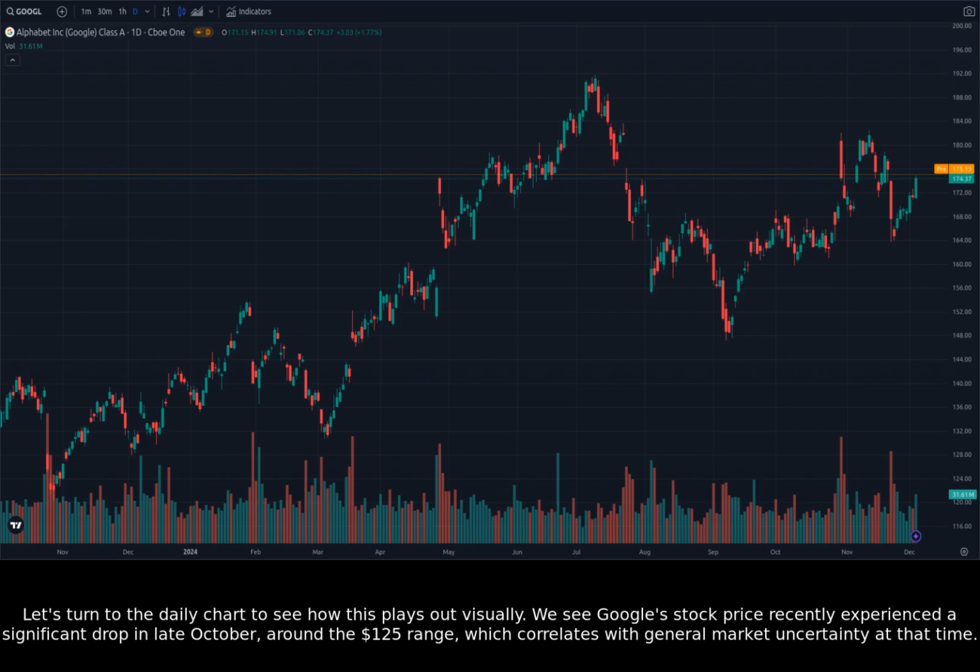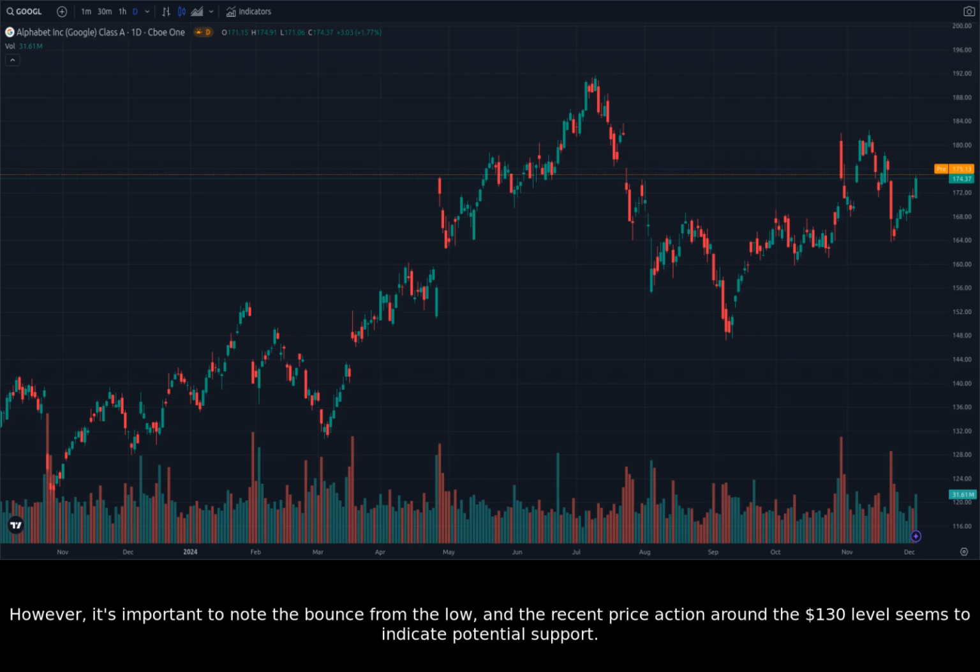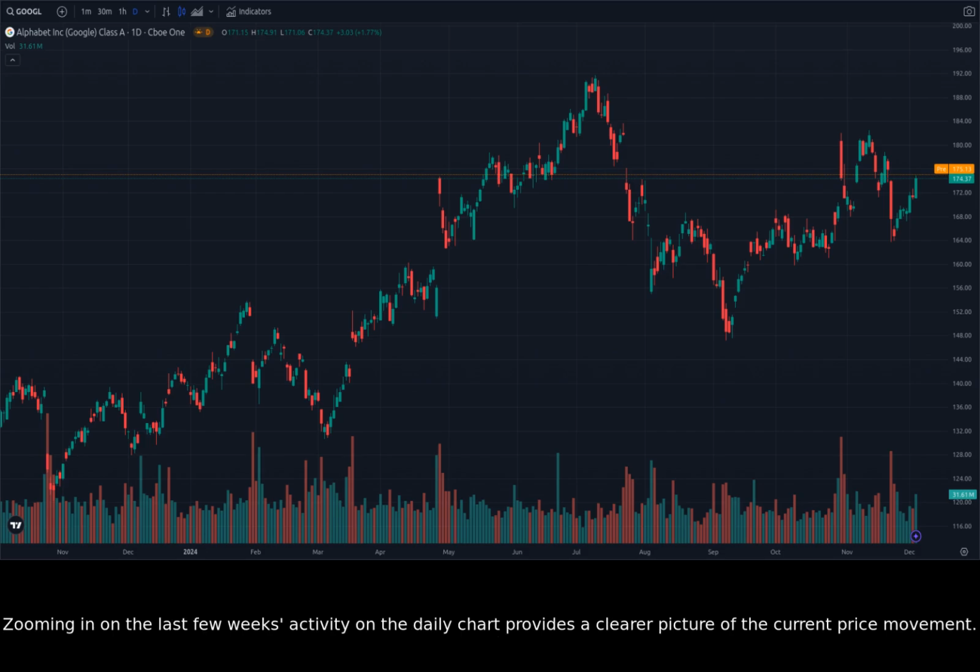We see Google's stock price recently experienced a significant drop in late October, around the $125 range, which correlates with general market uncertainty at that time. However, it's important to note the bounce from the low, and the recent price action around the $130 level seems to indicate potential support. Zooming in on the last few weeks' activity on the daily chart provides a clearer picture of the current price movement.